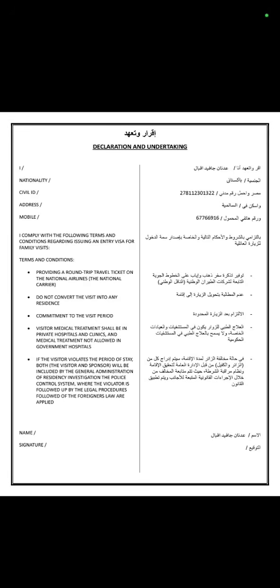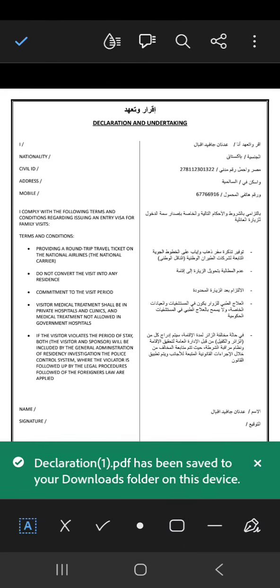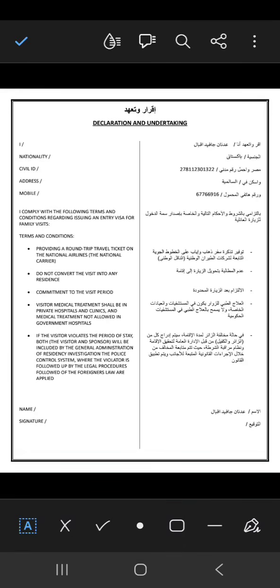So after you fill the application form and you print it and you sign it, then the second form that you must submit along with your visit visa application is the declaration and undertaking form. It's a simple PDF form, and you just have to fill it by opening this form in Adobe Reader and then selecting the fill and sign option. There's a fill and sign option when you open it on the mobile or on the laptop.